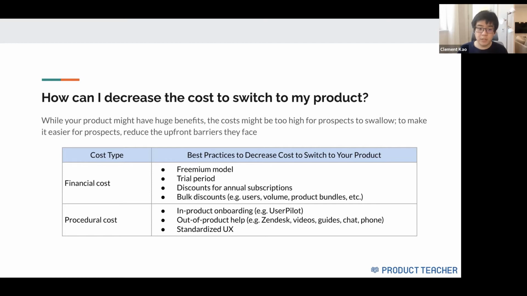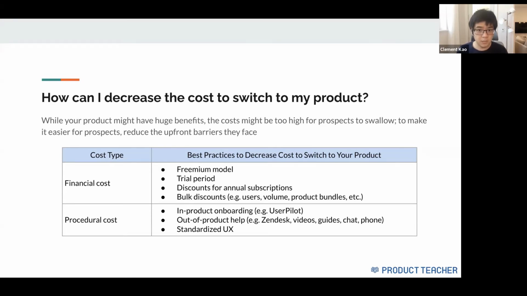So now we talked about how we can use financial costs to decrease the cost to switch to your product. But what about procedural costs? How can we make it easier for people to jump onto your product when they were already using some other product before? Well, there are a couple of tried and true methods for doing so. The first one is using in-product onboarding, teaching people how to use your product. So you can set up different guides, you can set up tutorials, so that way, as people use your product, they can start to master it, right? That decreases the amount of time that they need to take to actually start using your product and to start deriving value for their company.